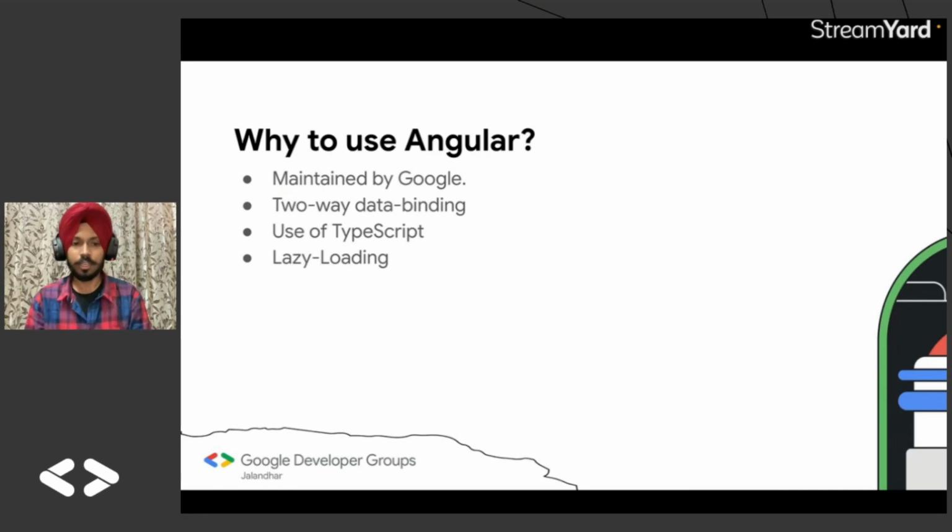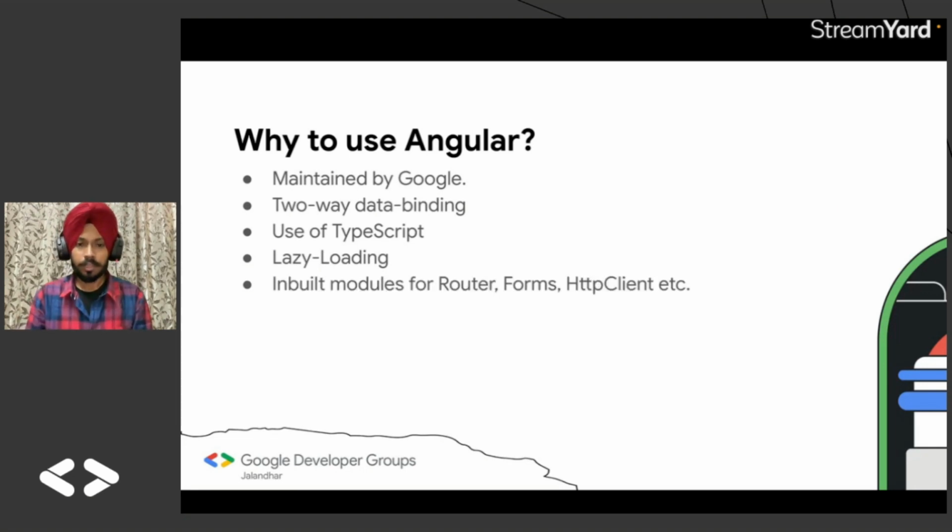It has lazy loading. Lazy loading is a feature where, when we make a request to a website, it doesn't load the whole website, it only loads what we want. Until you need a particular feature, it doesn't load it from the backend. It keeps it on the backend, and when we click a button, it loads that feature. It has inbuilt modules for routing, for forms, for HTTP clients, and other things also.